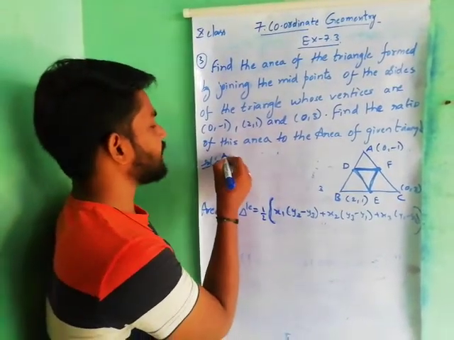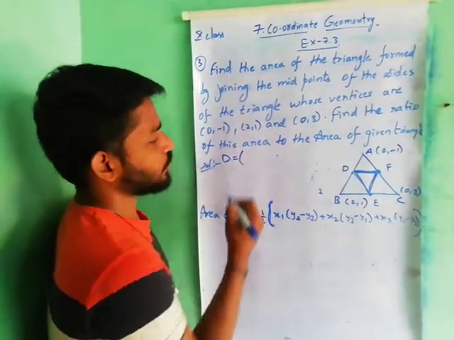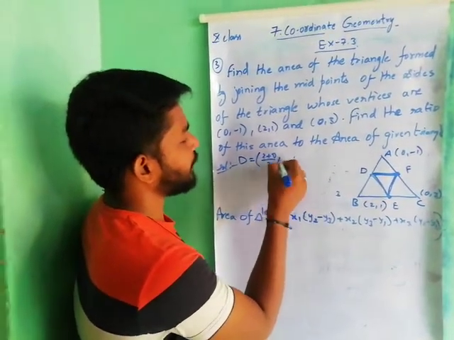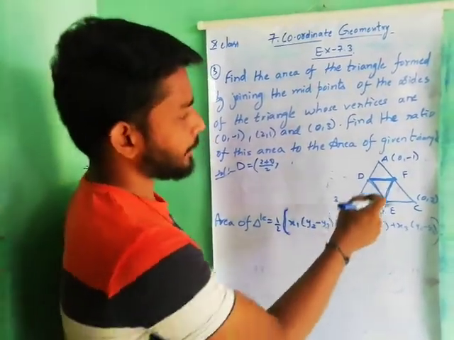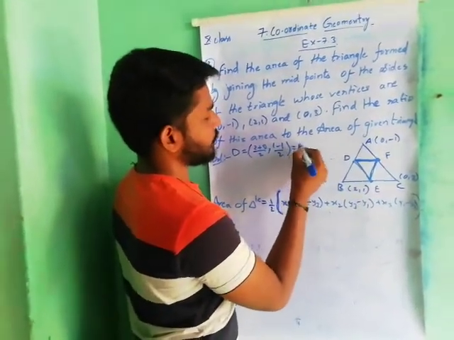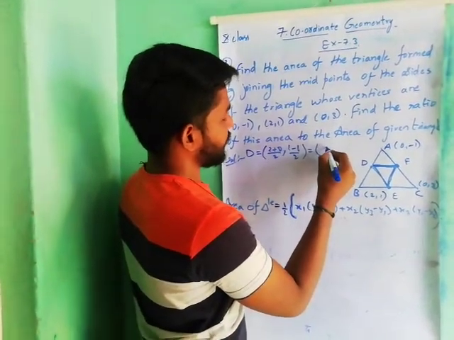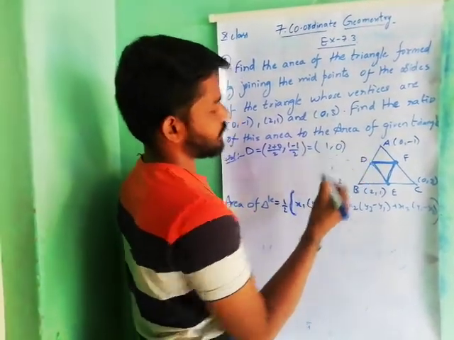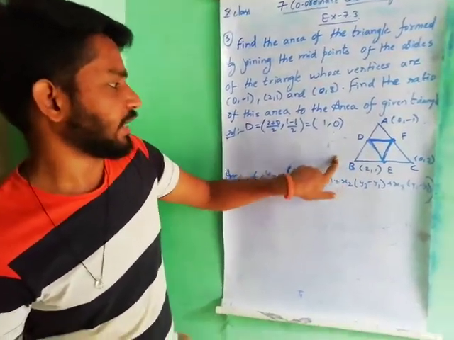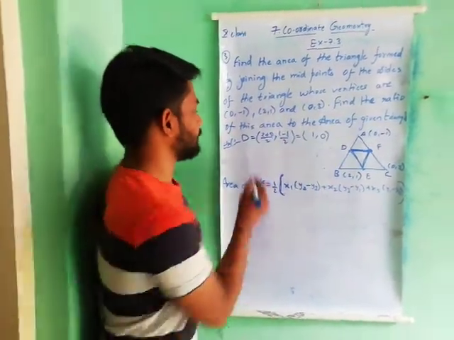So D point is the midpoint of AB. So midpoint of AB means (2 plus 0) by 2 comma (1 minus 1) by 2. The point is 2 by 2 comma 0, means (1, 0). D is the midpoint of AB. Okay. So you have to keep it in your mind.